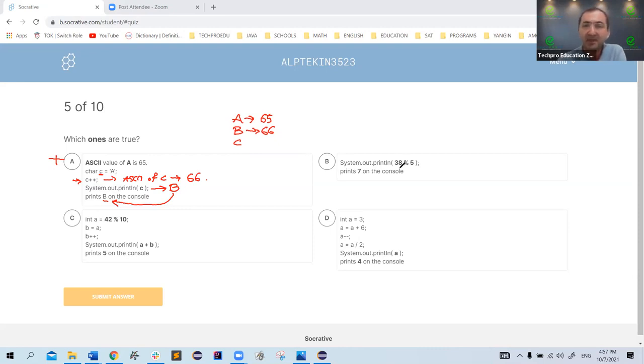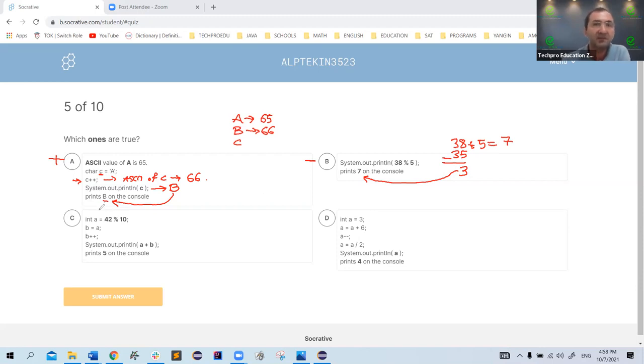Be careful. System out println 38, look at this symbol. What was the name of this symbol? Modulus. Modulus turns remainder in division operation. So if we divide 38 by 5, how many times? 7 times. 5 times 7 is 35. We subtract, so we get 3. So the remainder is 3. We should see 3 on the console, but it is 7. So this is wrong. This is not right.